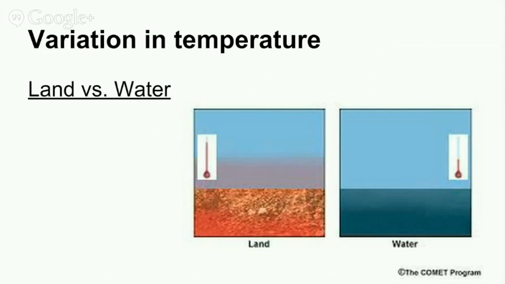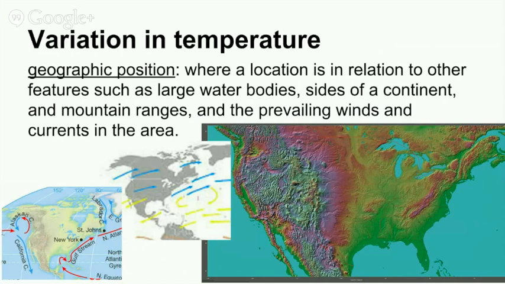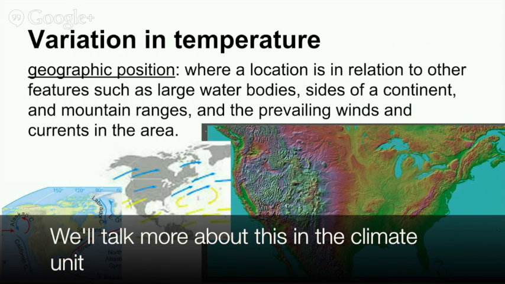And then we have geographic position. So this is where a location is in relationship to other features such as large water bodies, sides of a continent, and mountain ranges, and then also the prevailing winds and prevailing ocean currents that are affecting an area.